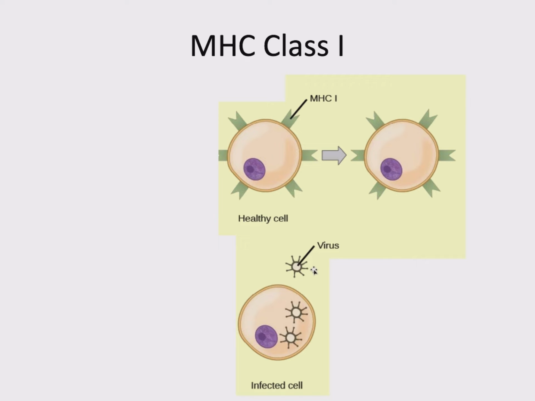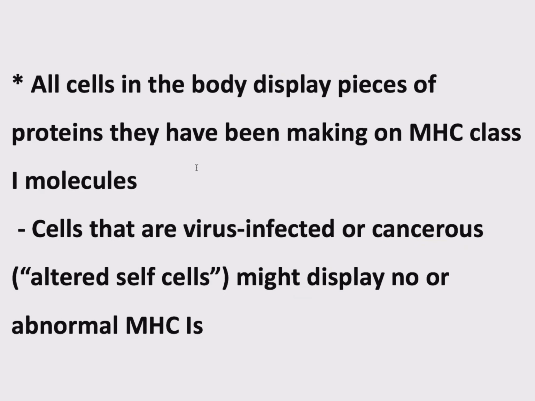So we collectively call these virus-infected or cancer cells altered self cells. So cells that are virus-infected or cancerous, altered self cells, might display no or abnormal MHC class 1. They might not do it at all, or they might have a messed up version of MHC class 1. So, okay, again, this is all just backstory. This is how the cells in your body work. This is what they do.